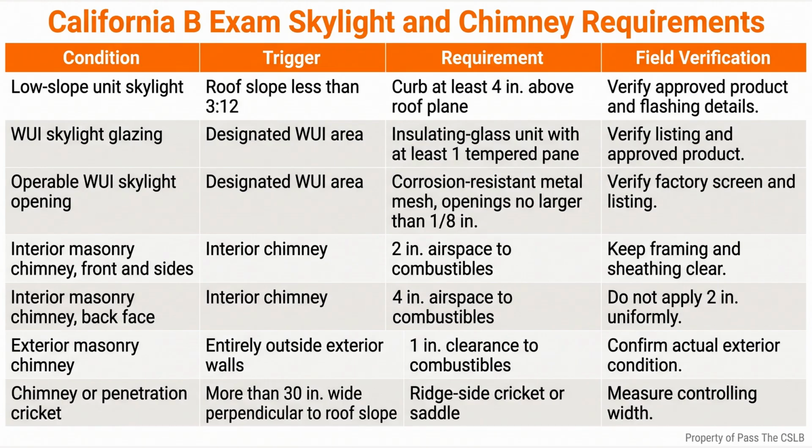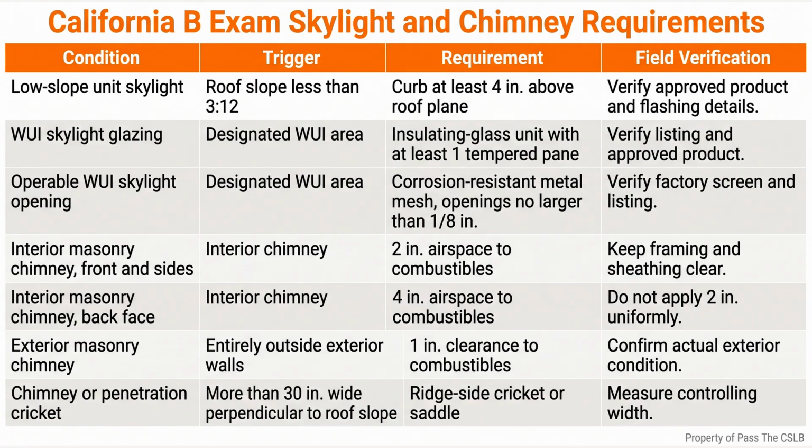Masonry chimneys require 2 different checks that are easy to mix together: combustible clearance and uphill water diversion. For an interior masonry chimney, combustible framing needs a minimum airspace of 2 inches at the front and sides and 4 inches at the back face. For a masonry chimney located entirely outside the exterior walls, the minimum clearance to combustibles is 1 inch. I keep those conditions separate.